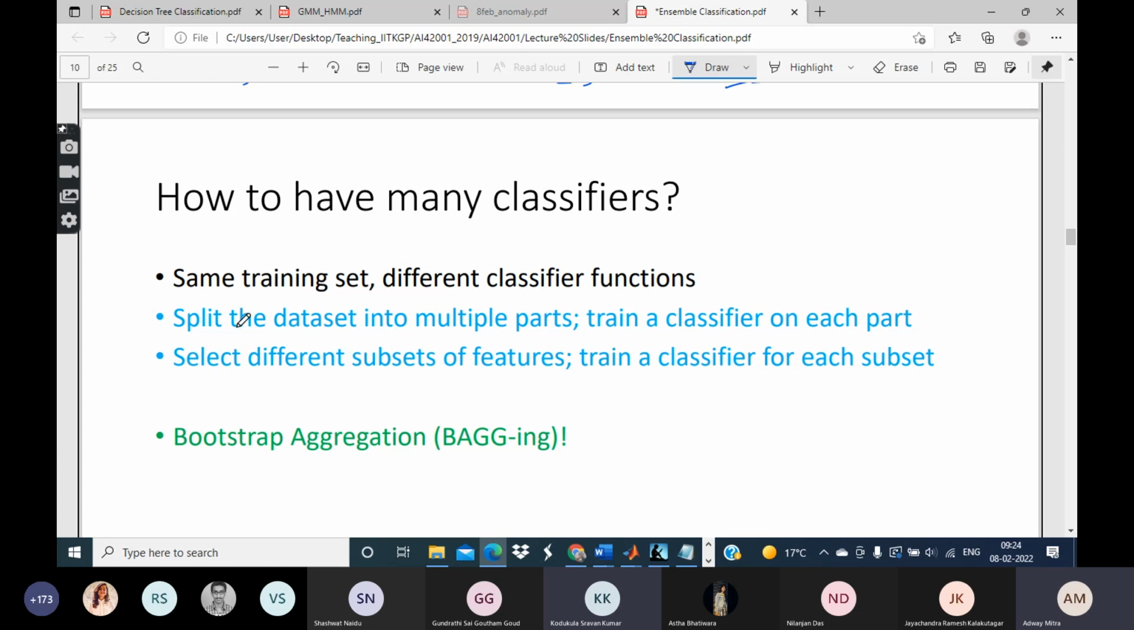So the first idea is of course the simplest, where you have the same training data set, but you just train different classifier functions on it. So that you can always do. There is nothing further to explain in this matter.